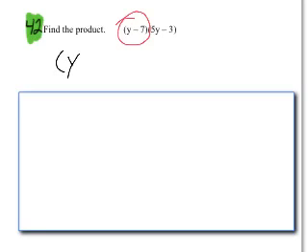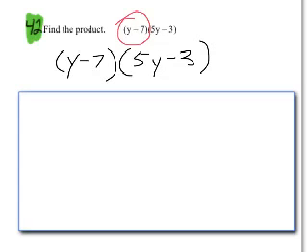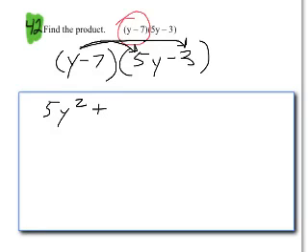So we have y minus 7 times 5y minus 3. Okay, so the first thing is we'll take the y. This is also called the FOIL method, but I don't like to call it that. Y times 5y is 5y squared. There's two y's to the first power, so y times y is y squared. And there's just y is 1y, so 5 times 1 is 5. Okay, so now we're going to do the y times the negative 3. So y times the negative 3 is negative 3y.